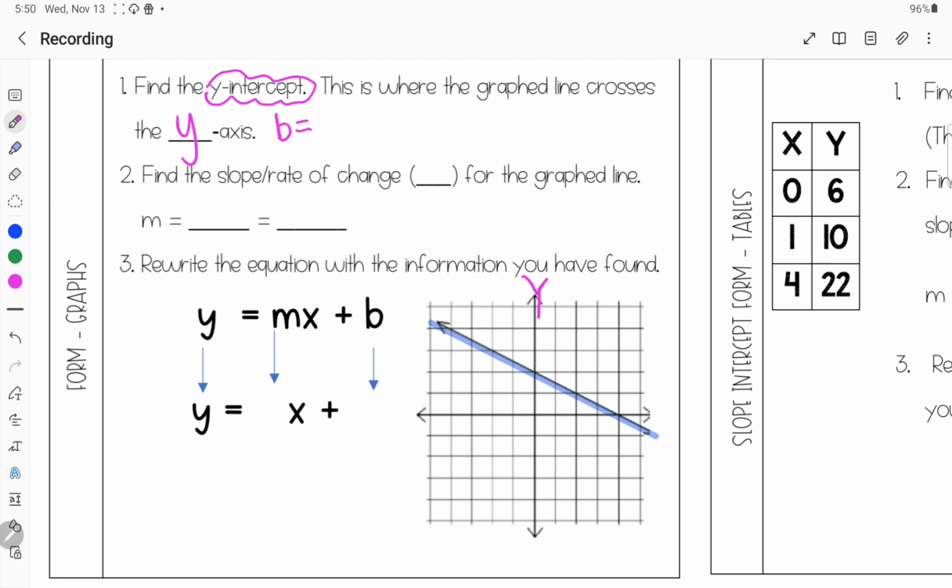This is represented by the letter b. So when I do this, my y-axis, I'm looking for this point right here where it crosses the y-axis. So that's at 1, 2. That means that b, or my beginning point, my y-intercept, is 2. Then I need to find my rate of change, or my slope, or in this case, it's my letter m for the graphed line. Again, our slope is rise over run. We've worked on this for a few days now.